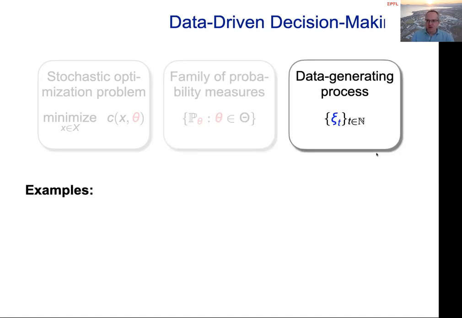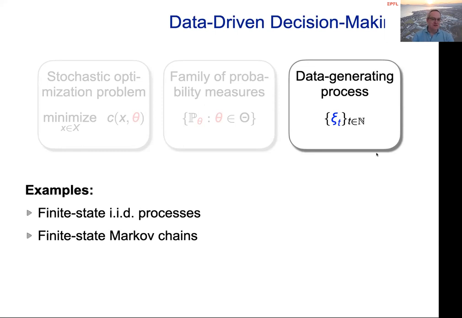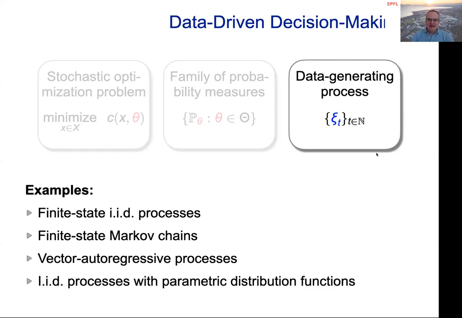While theta is unknown, we assume that we have access to a finite trajectory of an exogenous stochastic process, which generates training samples that provide statistical information about theta. Again, I'd like to use some examples. Examples of stochastic processes that we can study in this framework include processes of independent and identically distributed random variables on a finite state space, finite state Markov chains, different classes of autoregressive processes, or also IID processes with parametric distribution functions, such as normal, exponential, or gamma distributions. However, many other examples are conceivable, and these examples highlight that, in contrast to much of the literature on data-driven optimization, we actually allow the training samples to display serial dependence.